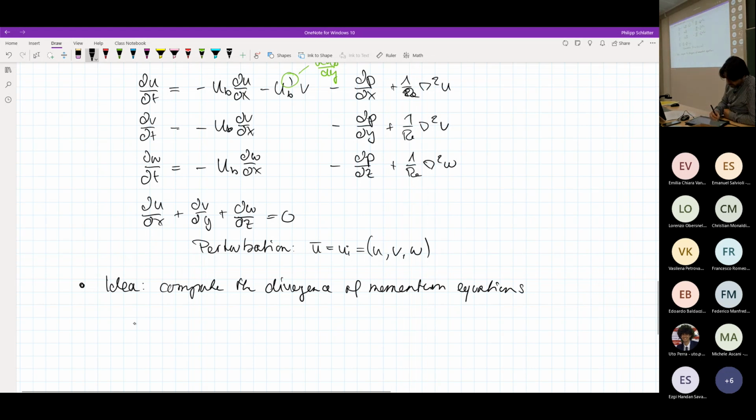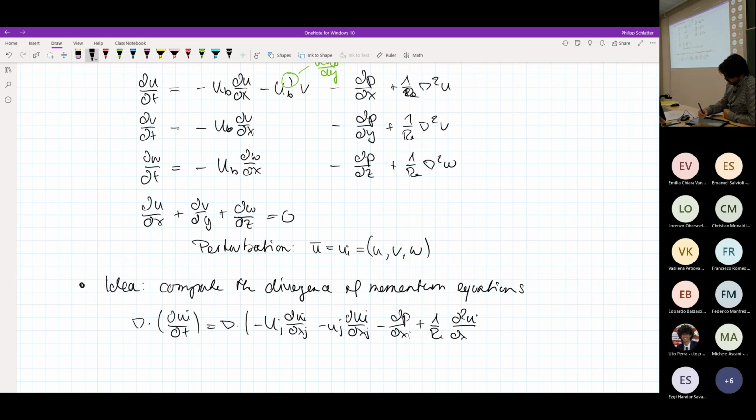So that means I'm just doing nabla times dy dt. And this then becomes nabla times minus uj dy dxj minus dp dxi plus 1 over Reynolds of the viscous term, d squared ui dxj dxj. So this is calculating the nabla.